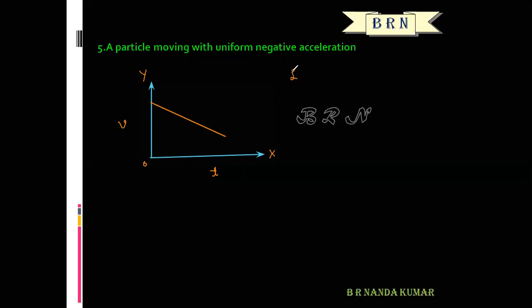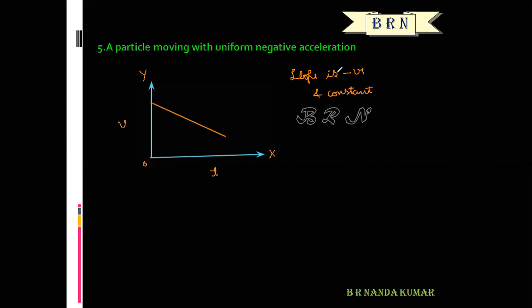So here slope is positive. Sorry, here slope is not positive, slope is negative. So here actually the slope is negative and constant. Slope is negative and constant.